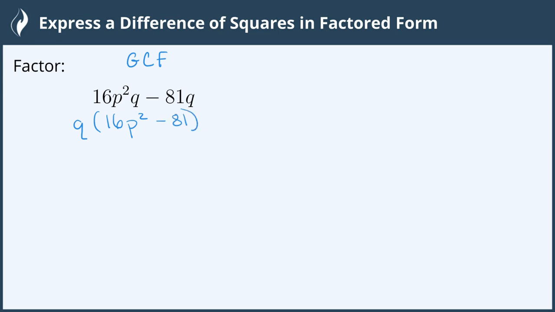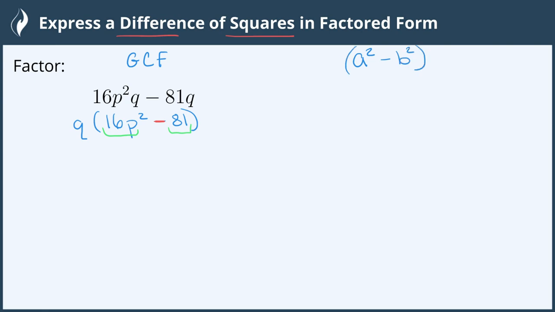Now that I look at it, I can see that the first term and the last term are both perfect squares, and the middle is a subtraction, so it follows a difference of squares. Difference meaning subtract. The pattern for a difference of squares factors as such. Let's go ahead and write a squared minus b squared.